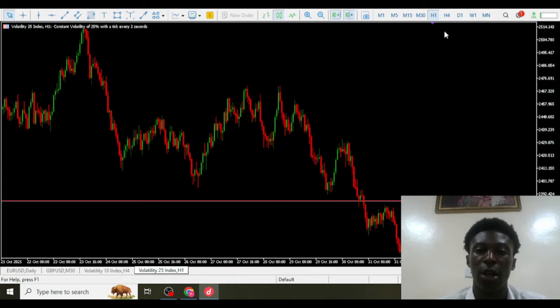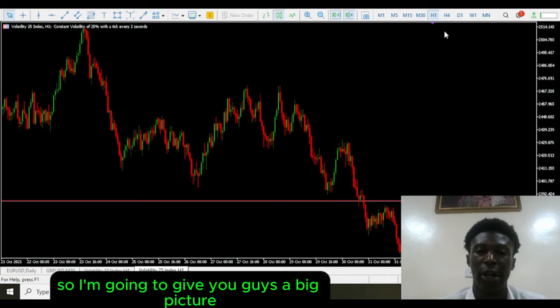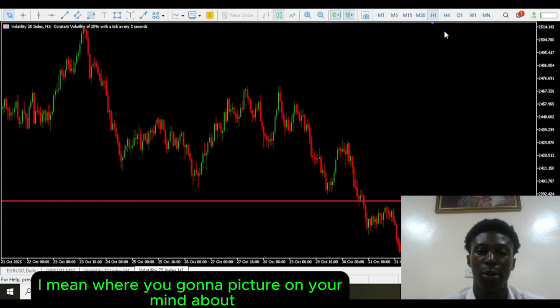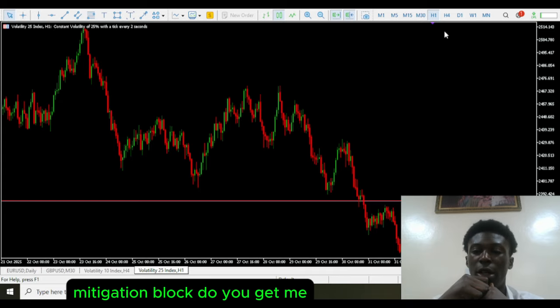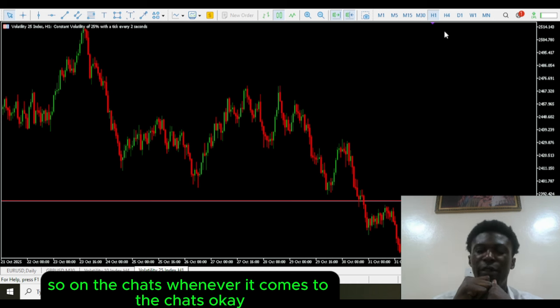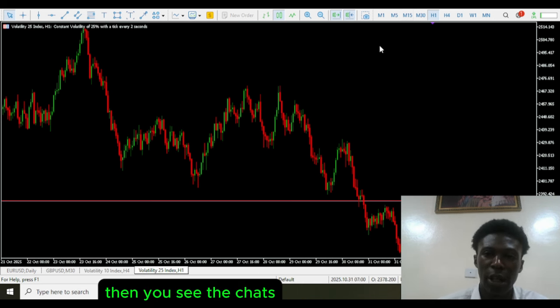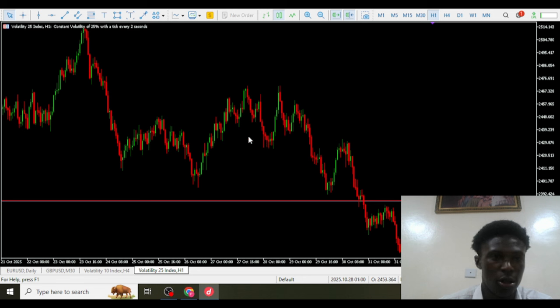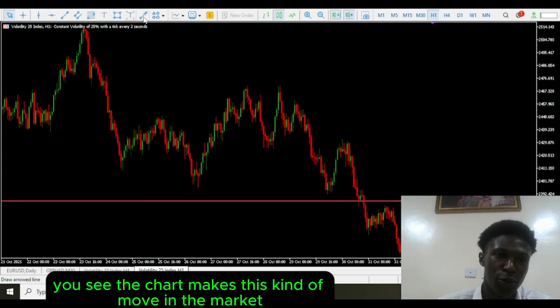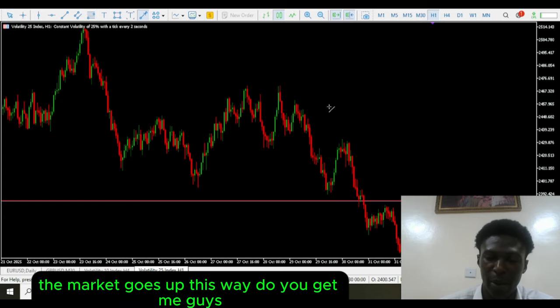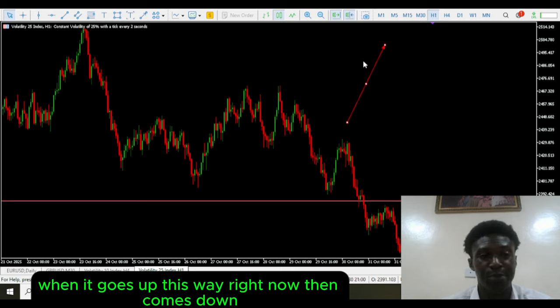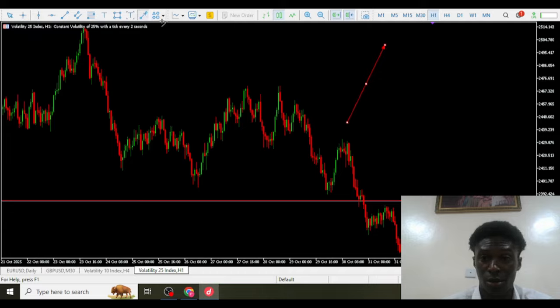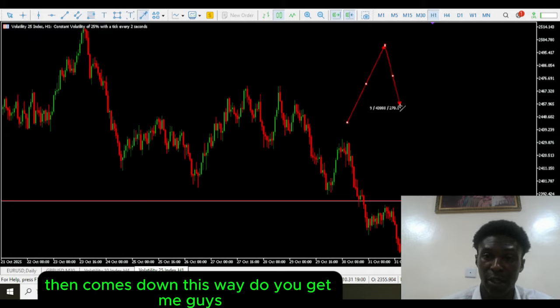For now, I'm going to give you a big picture. I mean, we're gonna picture in your mind about mitigation block. So on the chart, you see the chart makes this kind of move in the market. The market goes up this way. When it goes up this way right now, then it comes down this way.